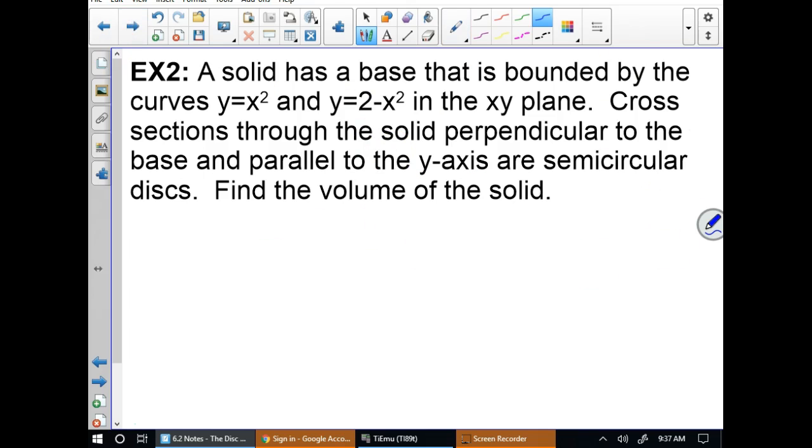Here is our second one we're going to look at today. We're just going to look at these first two today, and we'll finish them up on Monday. So your key things to write down here: the cross sections are perpendicular, or let's see, parallel to the y-axis, and semicircular discs.